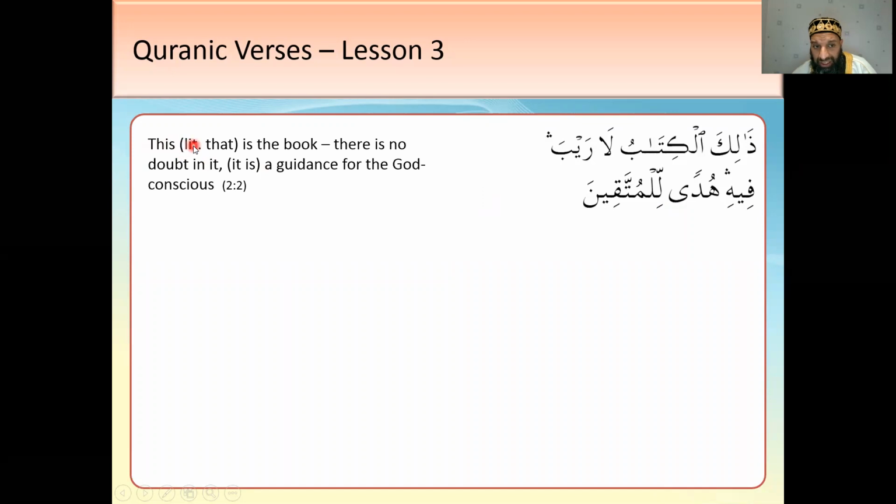Look, literally it's that is the book. Literally, dhalika, it's not hadha al-kitabu. Hadha al-kitabu means this is the book. Dhalika al-kitabu means that is the book. So what's going on? The ulama say dhalika is referring to the book in the Lawh al-Mahfuz, the book that is far away from us. And I think some people also say that it's just showing you that is the book, it's an important thing. So in the translation it says this is the book, but really it's that is the book.